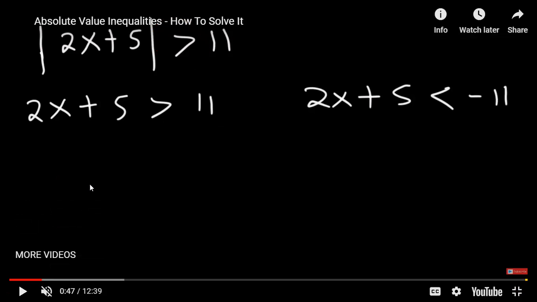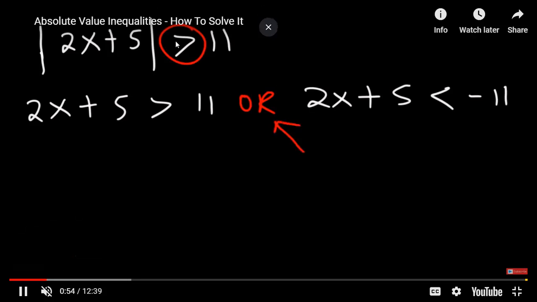Then please again take care about this part. If you have an absolute value more than a positive number, we have to divide our answer into two parts. The first part, you remove the absolute value sign and copy: 2x plus 5 more than 11. Then the second part, 2x plus 5, flip the sign, less than, and for the 11, find the additive inverse, it will be negative 11. Then we are going to solve the question normally.